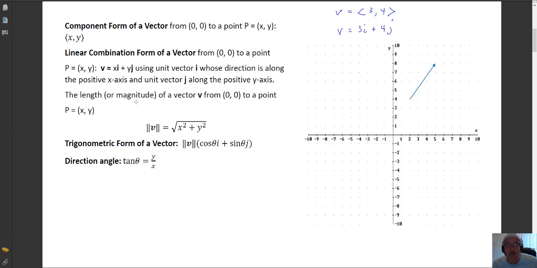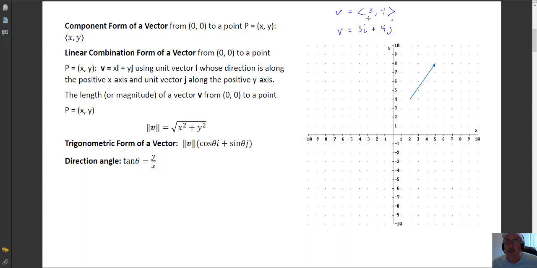And we said the length or magnitude of that vector from the origin to any point (x, y) is given by the distance formula again. Because in this case, if you said x2 minus x1 plus y2 minus y1 and you started from the origin, you would just be left with this, the square root of x squared plus y squared. Right? So we found two different ways to write this same vector.